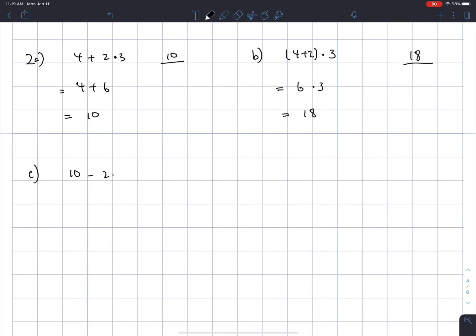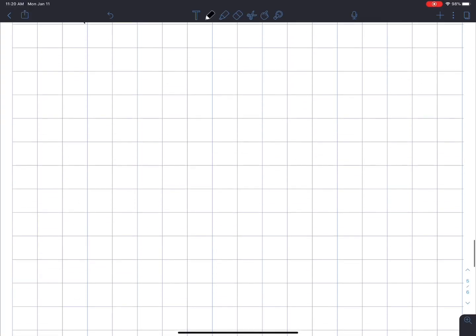10 minus 2 dot 3. 2 times 3 is 6, and 10 minus 6 is 4. 2 squared times 5 squared. 2 squared is 2 times 2, and 2 times 2 is 4. 5 squared is 5 times 5, and 5 times 5 is 25. 4 times 25 is 100. And E, 12 divided by 3 minus 4. 12 divided by 3 is 4, and 4 minus 4 is 0.